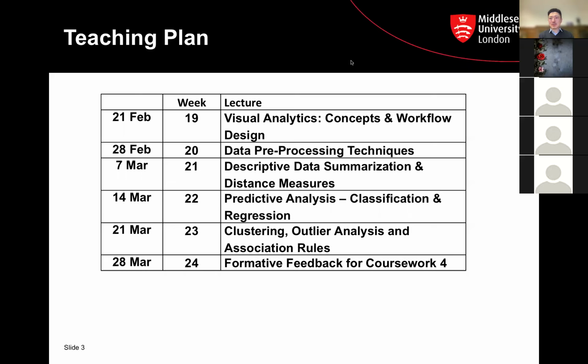Okay, so these were the slides we were on, and we were talking about the plan for the next 6 weeks. We're currently in week 19. We'll do an introduction to visual analytics, what it means, how it is different from pure data validation, and then talk a little bit about the workflow design. Essentially, when you do the analysis, it involves a few different steps, and that's what the workflow is.